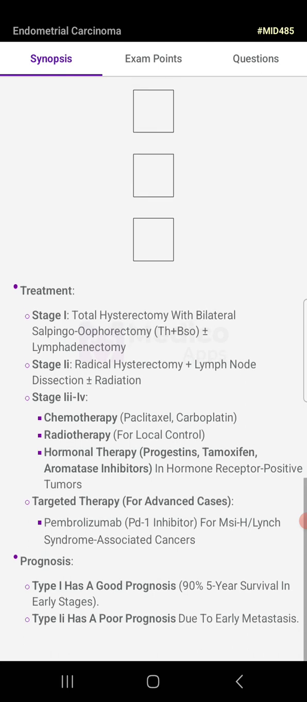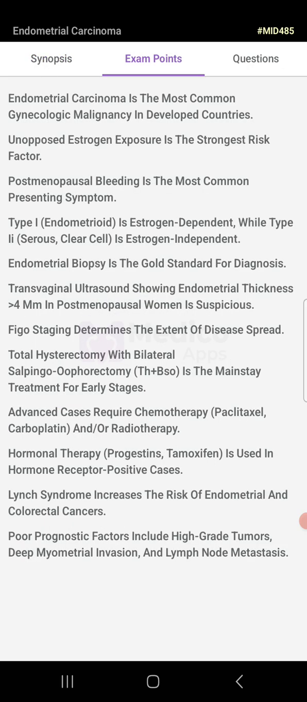Hormonal therapy: progestin, tamoxifen, aromatase inhibitors in the hormone receptor positive tumor. Targeted therapy for advanced cases: pembrolizumab, a PD-1 inhibitor for MSI, Lynch syndrome associated cancer. Prognosis. Type 1 has a good prognosis, 90% 5 year survival in the early stage. Type 2 has a poor prognosis due to the early metastasis.